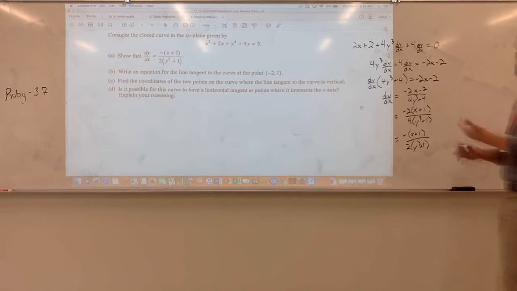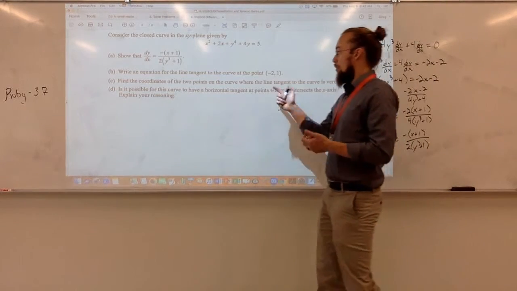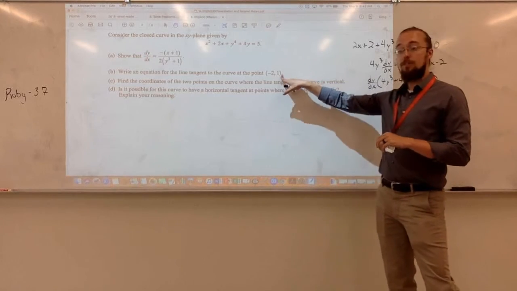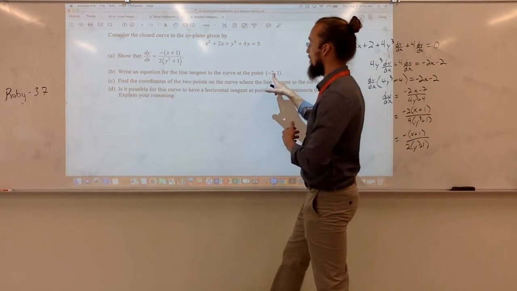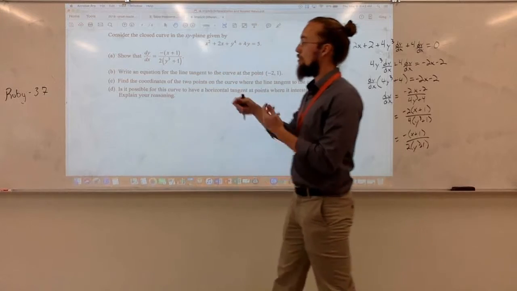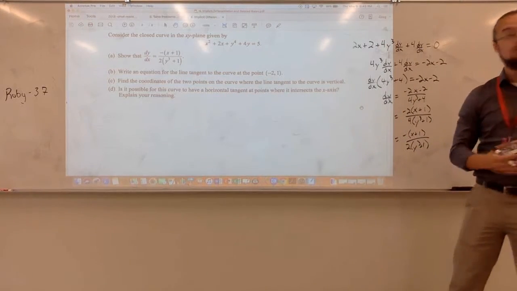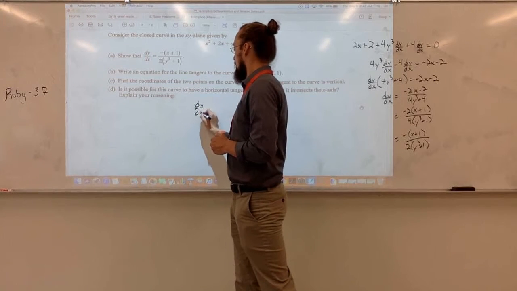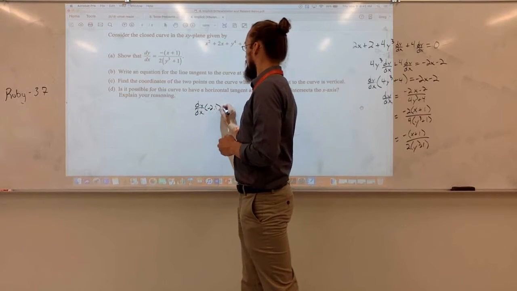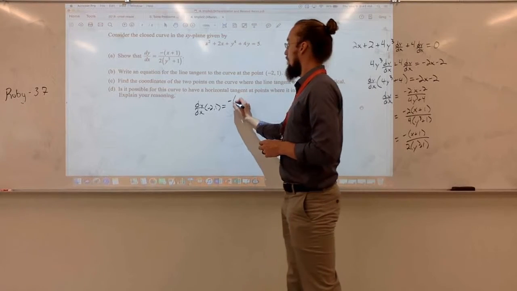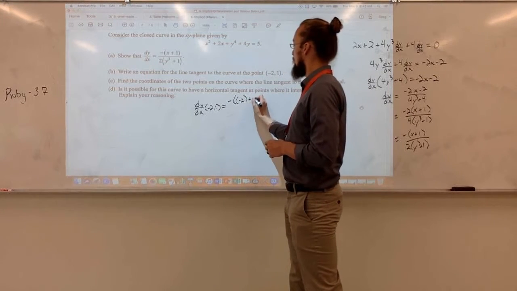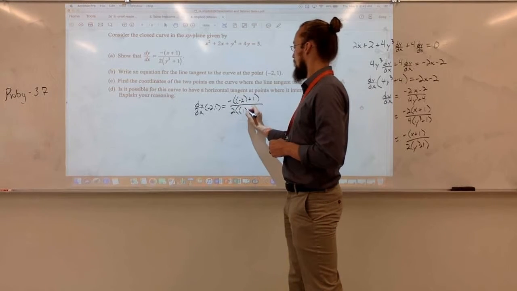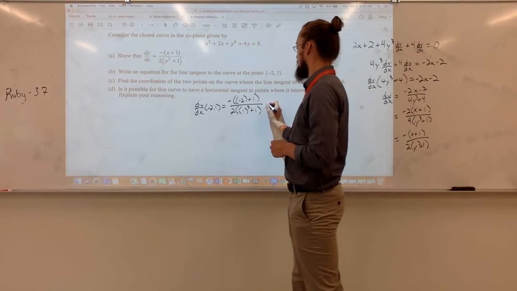Alright, so part B then just says write an equation for the tangent line. Well, we need 2 things. We need a point and the slope. We already have the entire coordinate point, so all I need to do to get the slope is plug negative 2 in for x and 1 in for y into the derivative. So, dy/dx at (-2, 1) would be negative 2 plus 1 over 2 times 1 cubed plus 1.